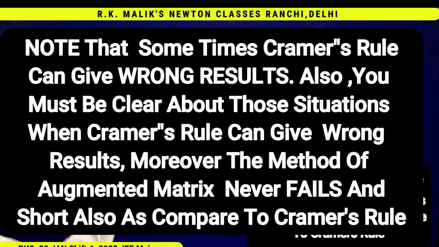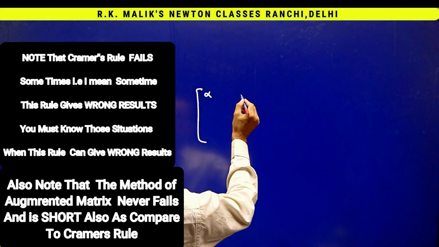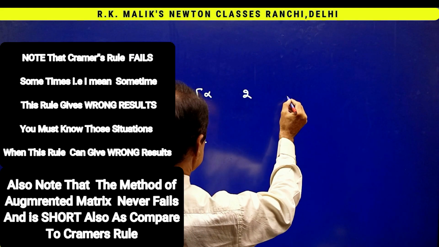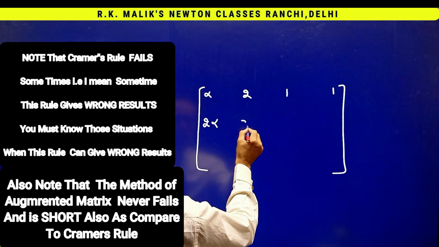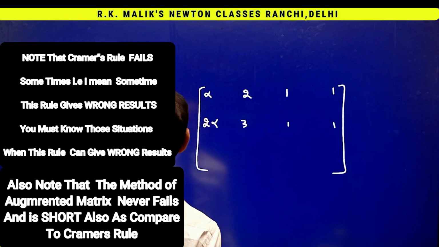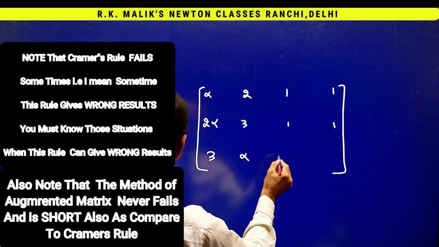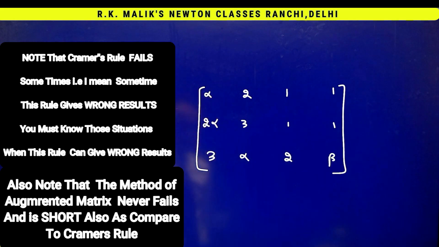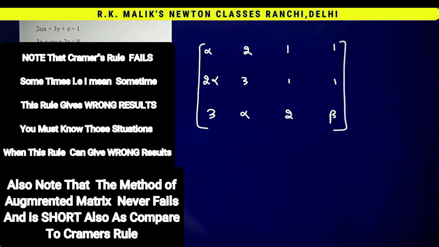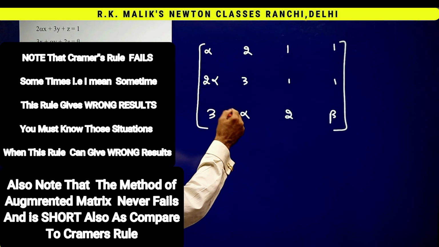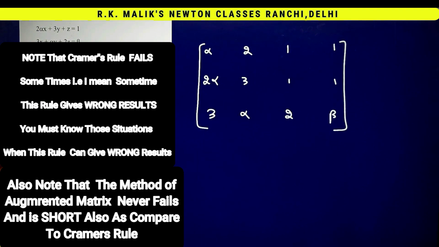It's clear that the augmented matrix for the given three equations is alpha, 2, 1 and 1; 2 alpha, 3, 1 and 1; 3 alpha, 2 and beta. And now using elementary row transformation, I will be converting this matrix into echelon form. That is, I will make these three elements zero with the help of elementary row transformation. And after that, we will decide.